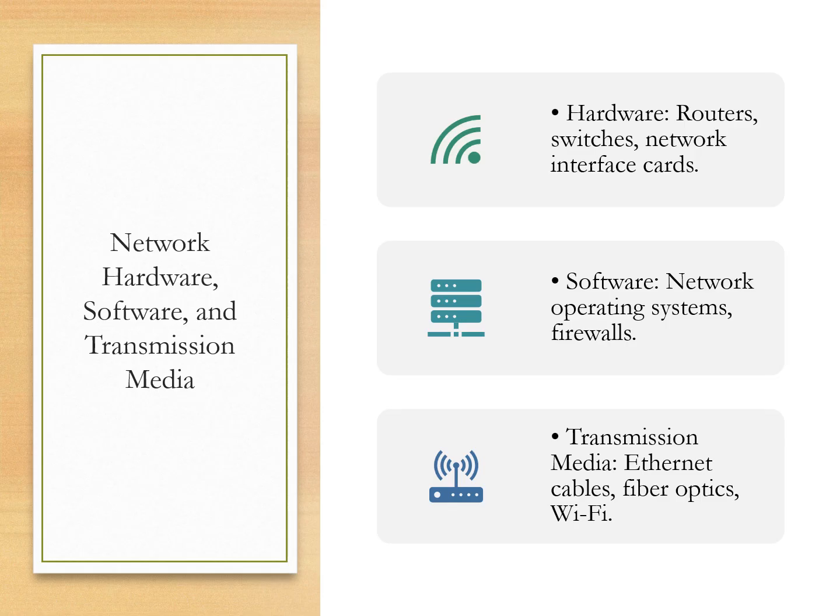The next is network hardware, software, and transmission media. Hardware. Key network hardware includes a router for directing data between networks, a switch for connecting devices within a network, and a network interface card (NIC) that allows a device to connect to the network. Network software includes the network operating system that manages network resources and ensures smooth communication. Firewalls are used to protect the network by filtering incoming and outgoing traffic based on security rules.